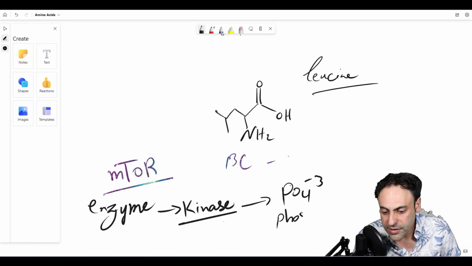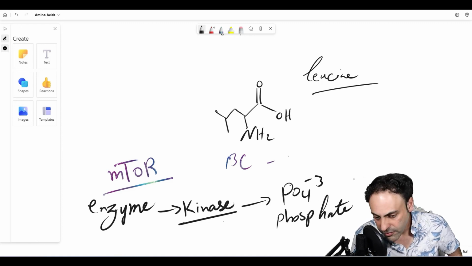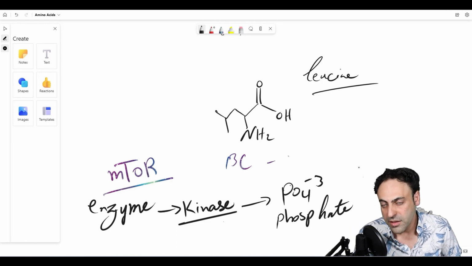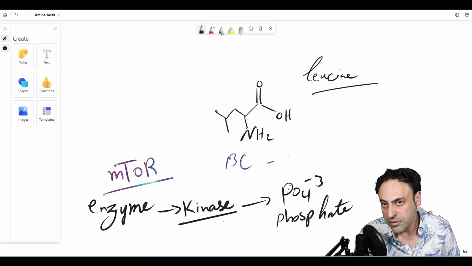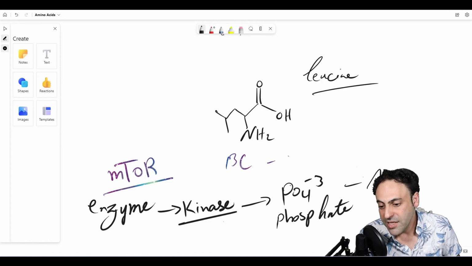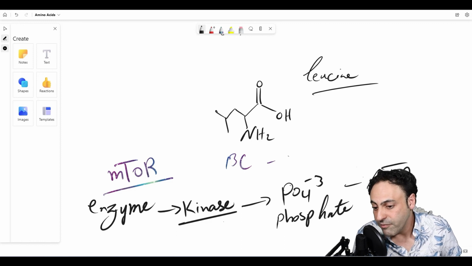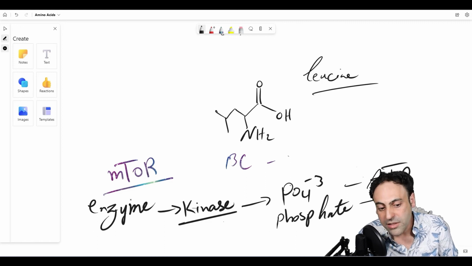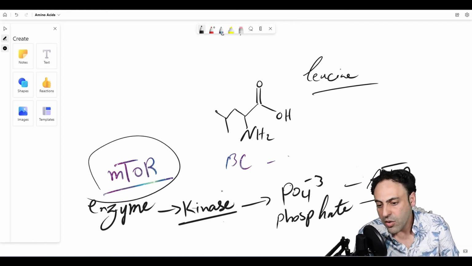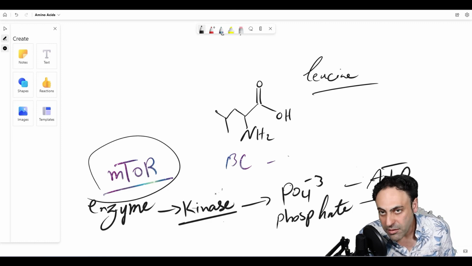The phosphate is so important in most of the chemical reactions in our body. For example, in glycolysis, one of the reasons we have hexokinase is to attach one phosphate group to the glucose. First of all, it makes the glucose molecule bigger so that it cannot get out, and that phosphate is a precursor for creating ATP, which is adenosine triphosphate, the main source of energy inside the cell. So mTOR is very important in our physiological metabolism.